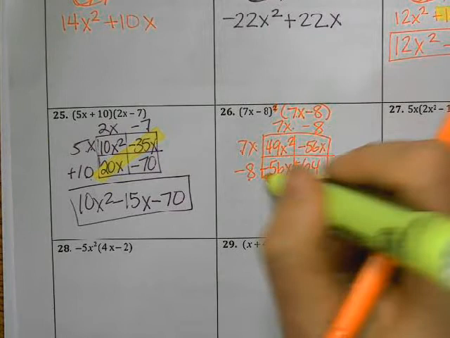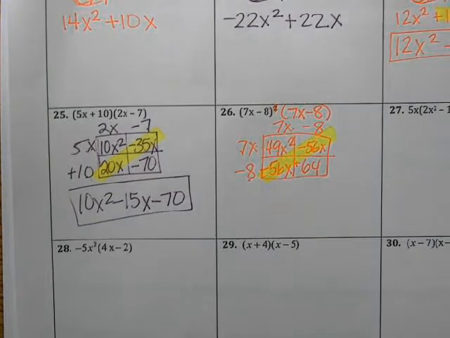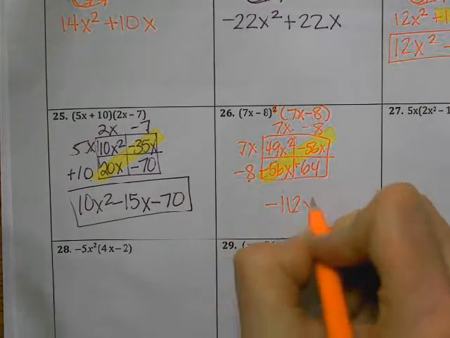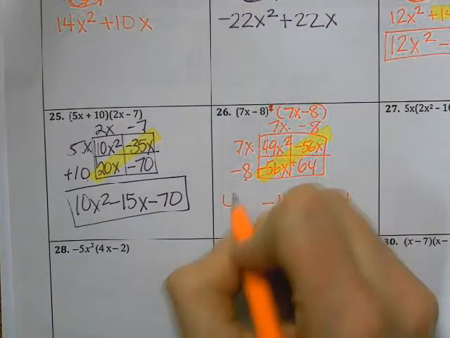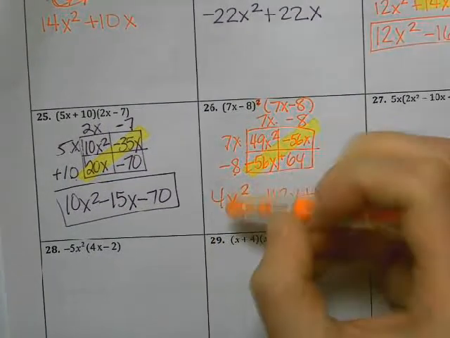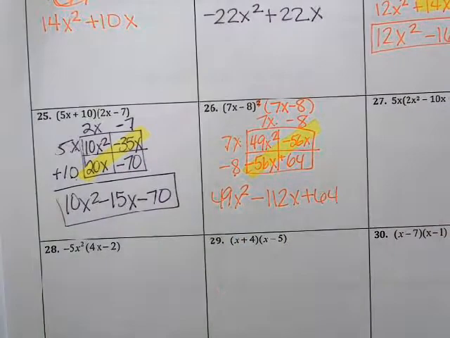Remember, combine along this arrow right here. -56 and -56 is -112. They're x terms. Then we put plus 64, and the 49x squared goes at the front. That says 49x squared minus 112x plus 64. Okay.